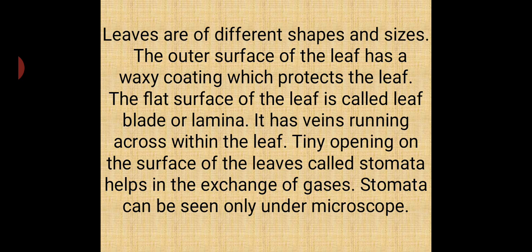Leaves are of different shapes and sizes. The outer surface of the leaf has a waxy coating which protects the leaf. The flat surface of the leaf is called leaf blade or lamina. It has veins running across within the leaf. Tiny openings on the surface of the leaves called stomata help in exchange of gases. Stomata can be seen only under a microscope.